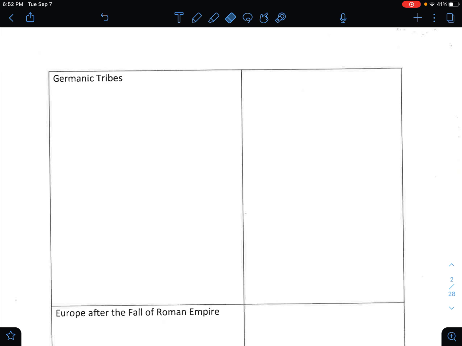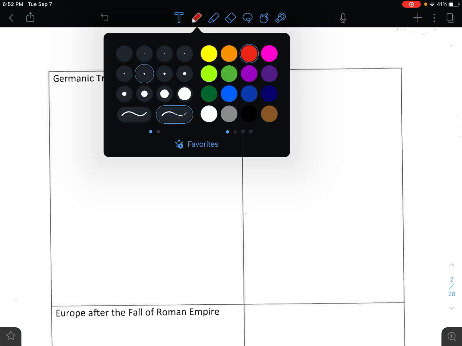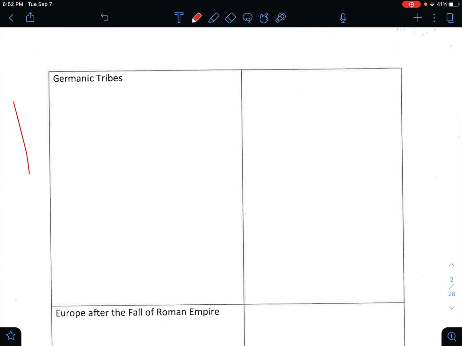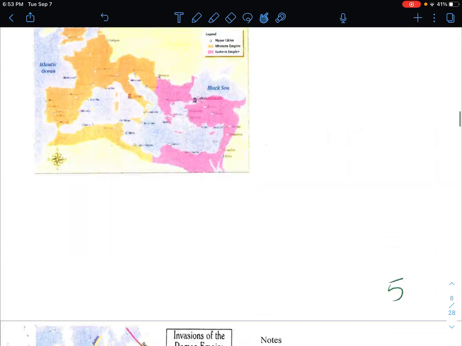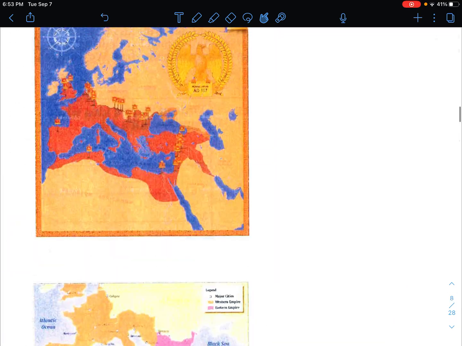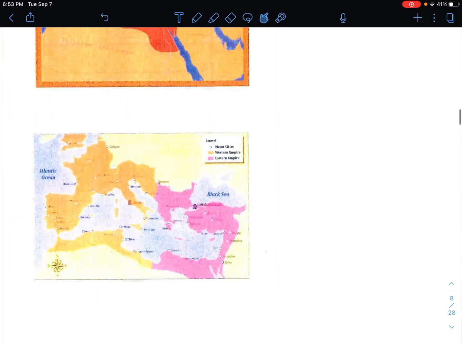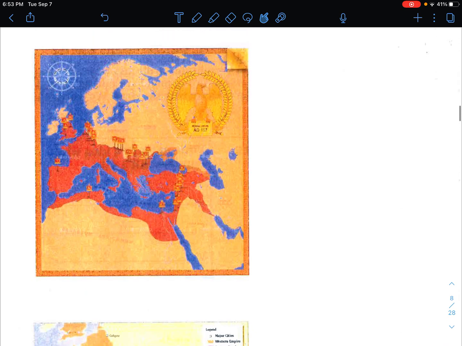Today you will be working on a short reading, and it looks like this one. Before I do that, start thinking about these pages. Page 5. Start thinking about these maps.